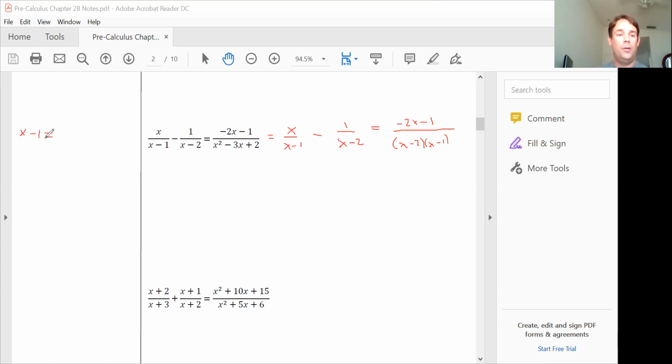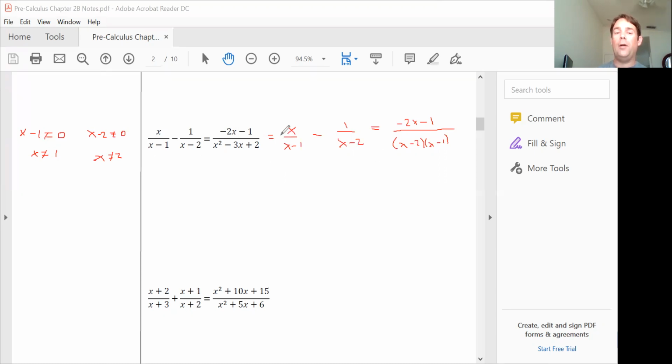So x minus 1 cannot be equal to 0. That means x can't be equal to 1. x minus 2 can't be equal to 0. That means x can't be equal to 2. So as we go through and figure this out, I need to remember that when I get to the end, my answers cannot be 1 or 2.